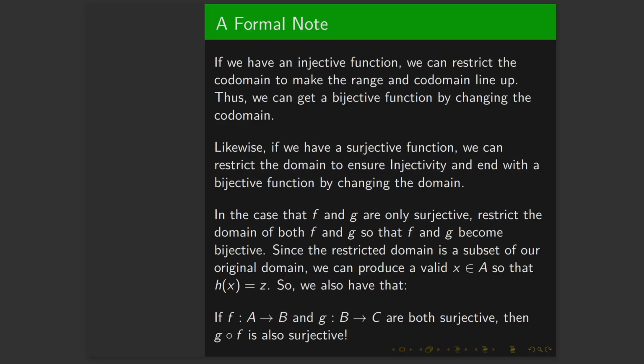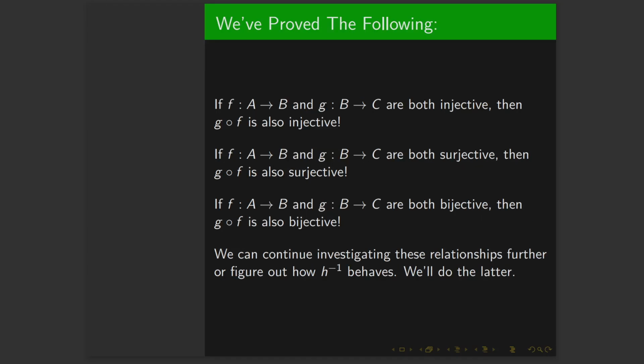And this is kind of a formal note. Technically, we can show that if f goes from A to B and g goes from B to C, if both of them are surjective, then g compose f is also surjective. And this slide right here has everything you need to know, but I won't go too deep into that. Okay, so we proved the following. If f goes from A to B and g goes from B to C, well, if f and g are both something, then g compose f is also the exact same something. So if they're both injective, then the composition is injective; both surjective, composition is surjective; both bijective, composition is bijective.